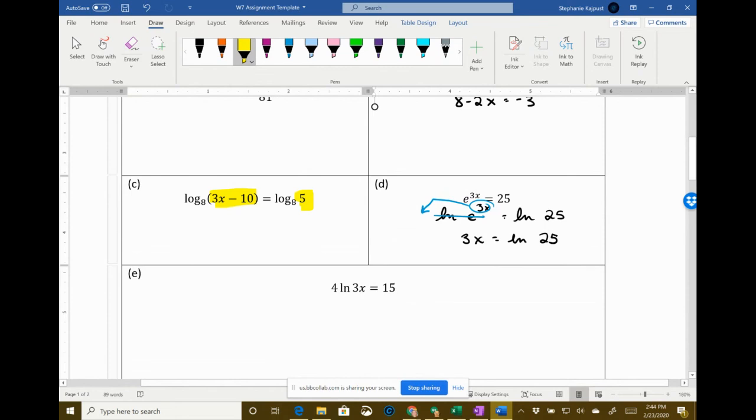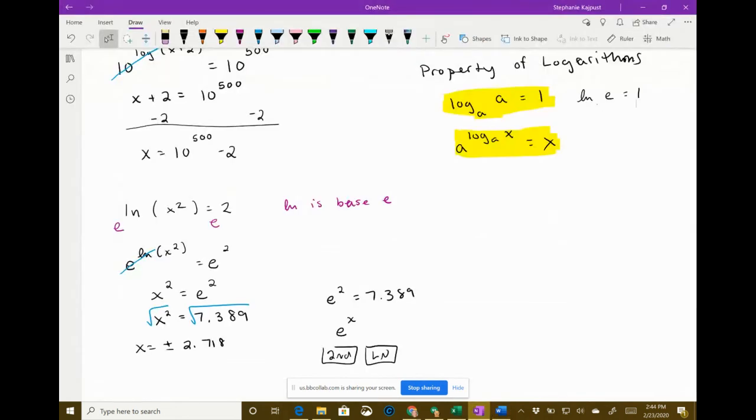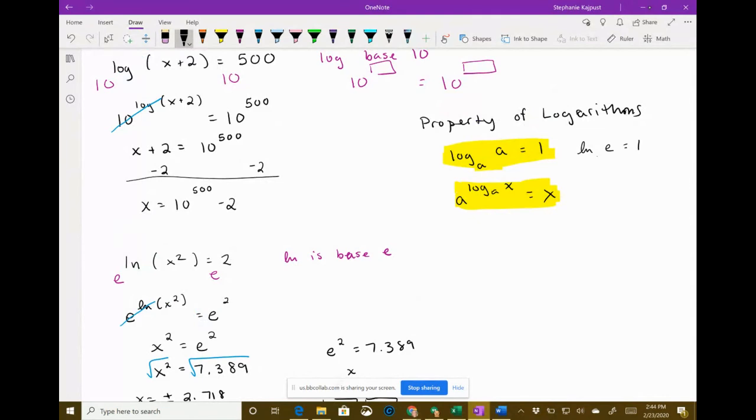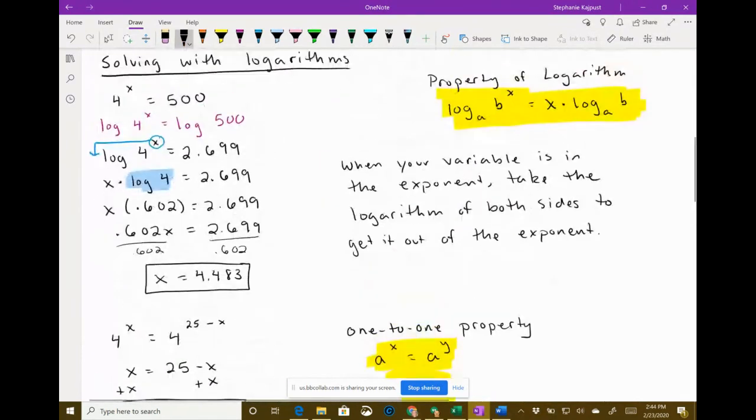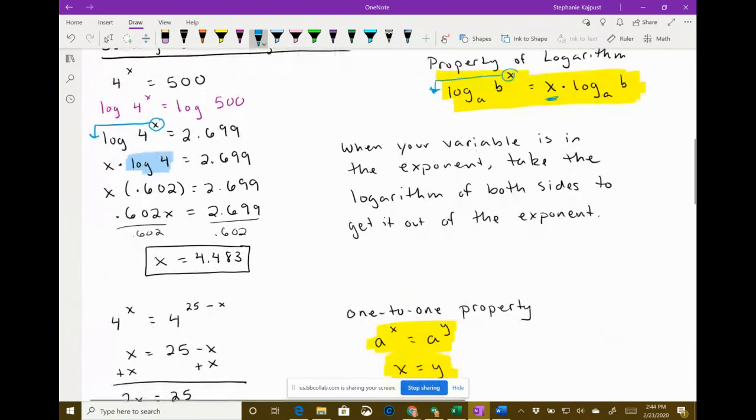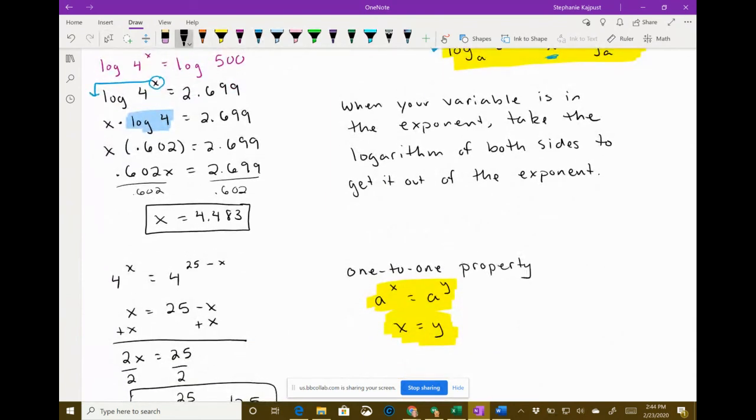Yes, the properties are the key. The main properties you need to know are the highlighted ones that I have here, then the one-to-one property, and this one with the exponent, where whatever's in the exponent gets dropped down in front. Once you have those properties, you can pretty much do anything. And I should write down the one-to-one property for logarithms as well: if log base a of x equals log base a of y, then x equals y.